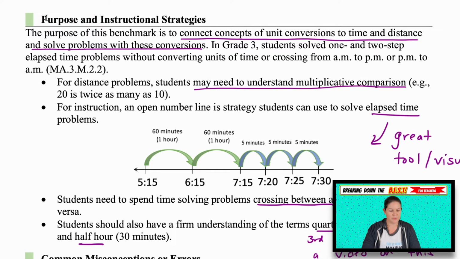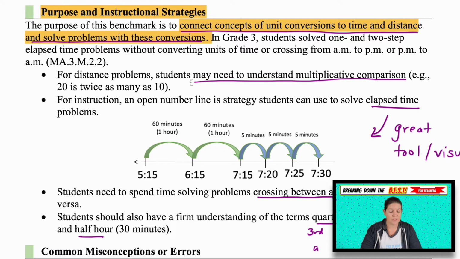Purpose and instructional strategies. Here are some things that jumped out at me. It said the purpose of this benchmark is to connect concepts of unit conversions to time and distance, and to solve problems with these conversions. In grade 3, students solved 1 and 2 step elapsed time problems. They absolutely did that, but they were not converting units of time or crossing from AM to PM and PM to AM. So they were just working on those elapsed time problems, but there were limitations to them in third grade.